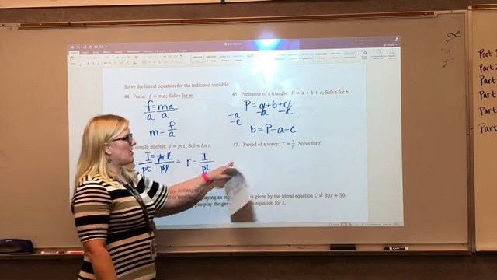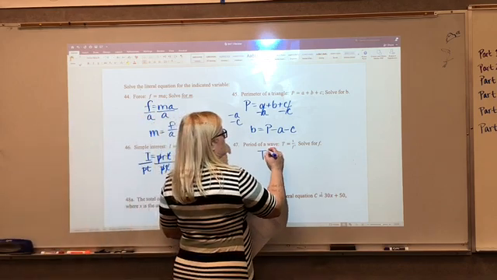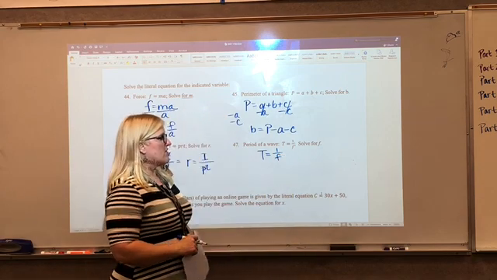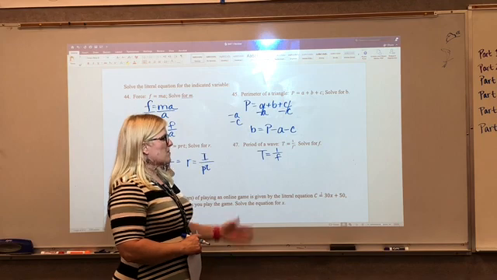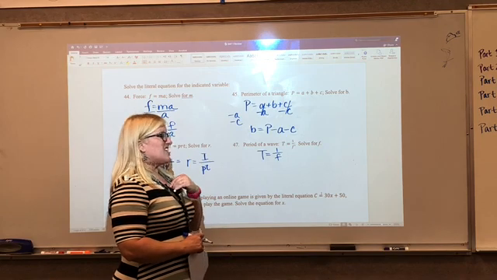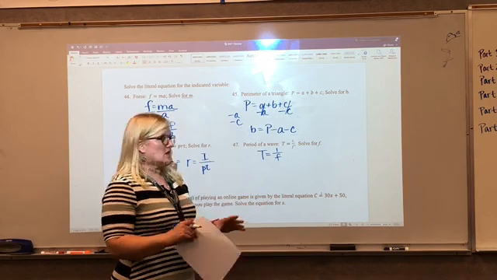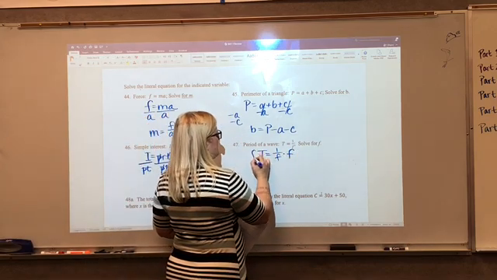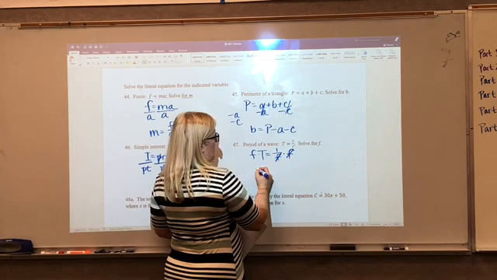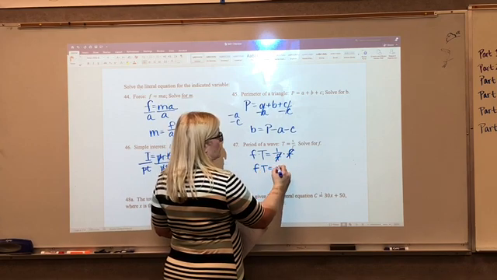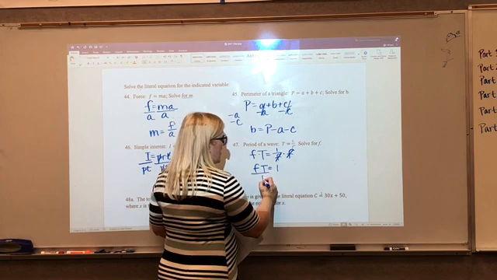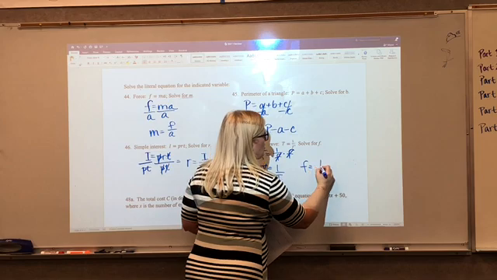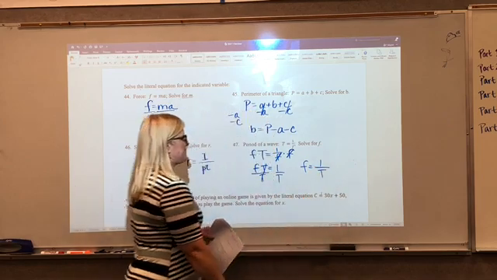Okay, finally, period of a wave, T equals 1 over F. We want to get F by itself. So I think I'm going to start by, it's almost by itself, right? If I multiply both sides by F, this F cancels out, and I get F times T equals 1. And now, if I divide by T, I get F equals 1 over T.